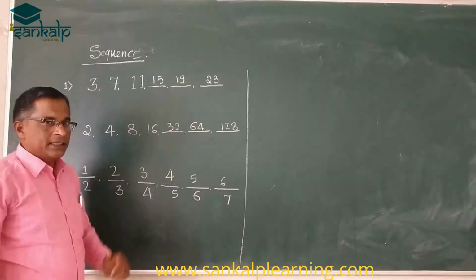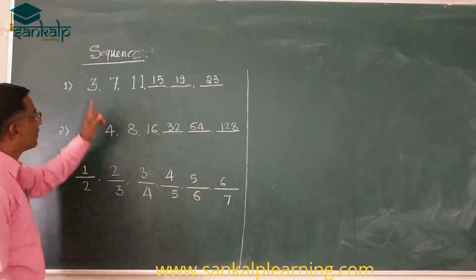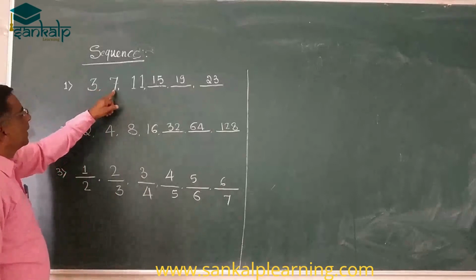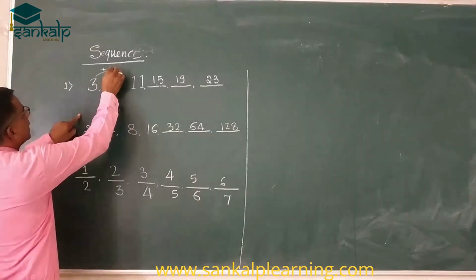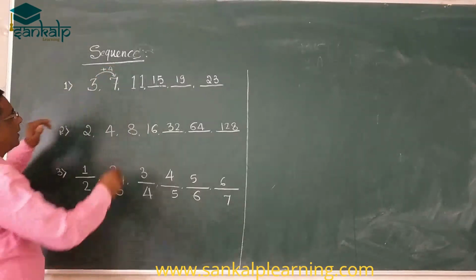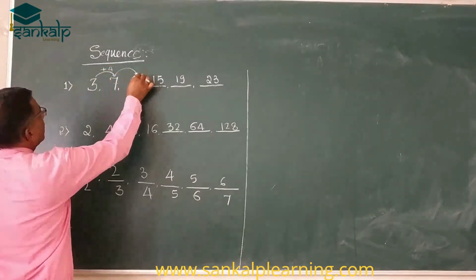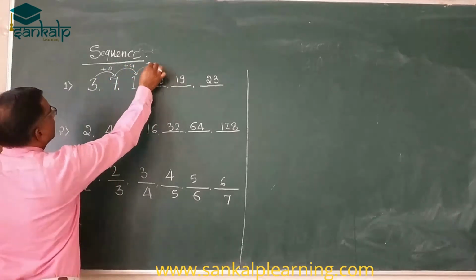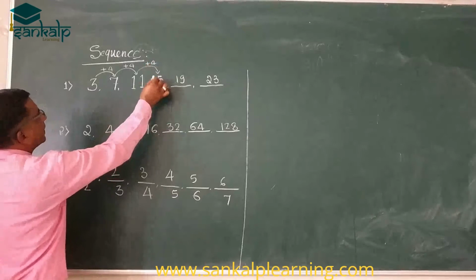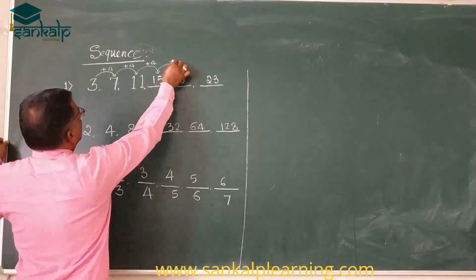In the first case, let us see what rule is followed here. 3 has become 7. So by adding 4, we are getting 7. The next one, again by adding 4, we are getting its next number. By adding 4, we are getting the next number, that is 15. By adding 4, we are getting the next number.